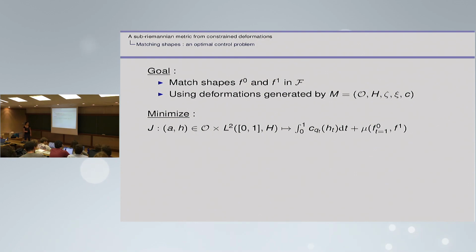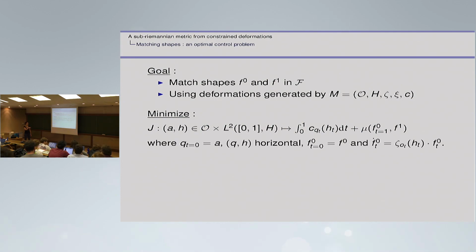The idea will be, of course, to minimize this kind of functional, which is a sum of two terms, the cost of the trajectory that you will consider, and an attachment term that will measure how well your transported source shape is close to F1. So let me define. Q here starts at A.